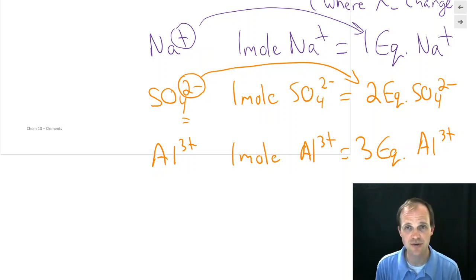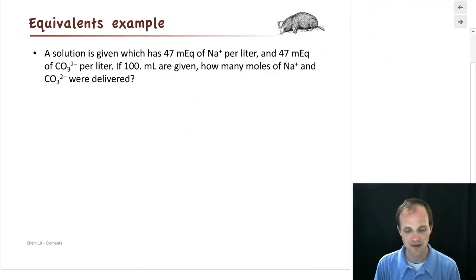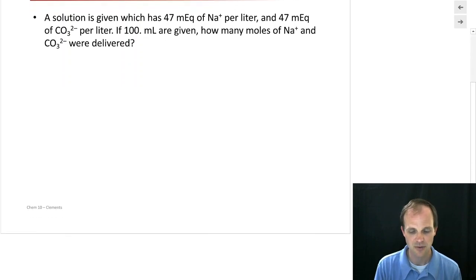So we're going to go ahead and do that, because quite honestly, the only time I'm going to have you use equivalents in this class is to do these types of conversions of milliequivalents per liter to either moles of something or grams of something. And the best way to figure that out is with an example. We have a solution that has 47 milliequivalents of sodium per liter and 47 milliequivalents of carbonate ion per liter. We give 100 milliliters of the solution, and we want to know how many moles of sodium and how many moles of carbonate were delivered.